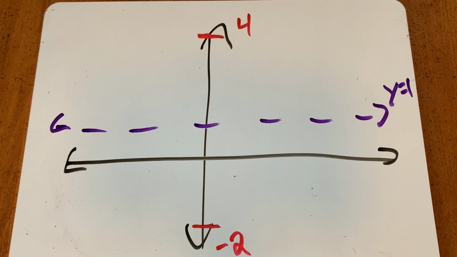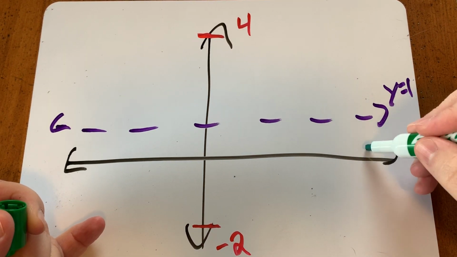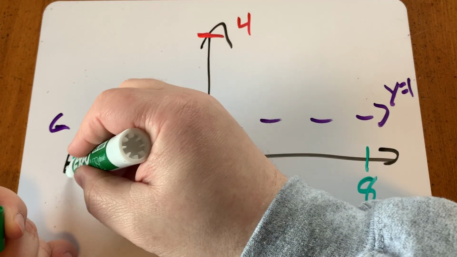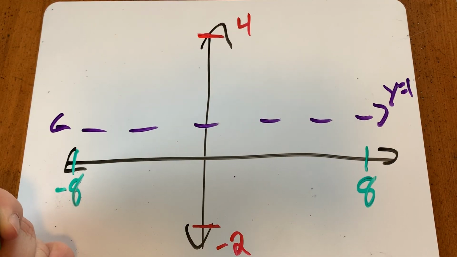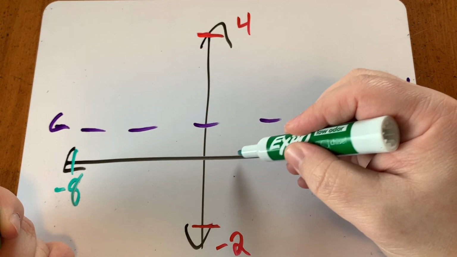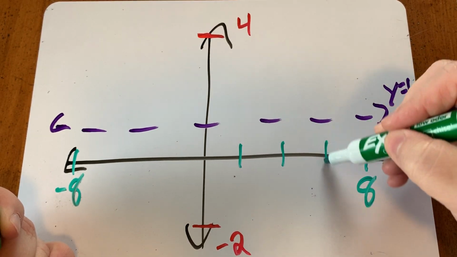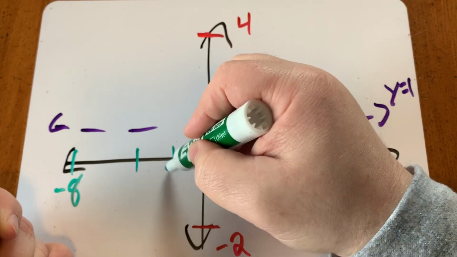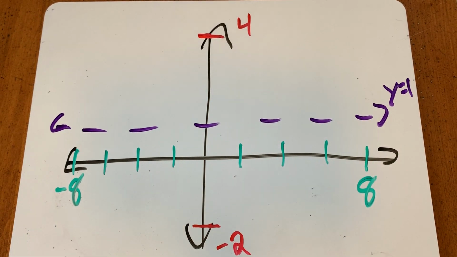So it's bouncing between 4 and -2. And a period of, let's say, 8. All right? So at 8 and -8, it completes a full cycle. And there's 4 quadrants. There's 4 sections of each full cycle to follow our pattern.